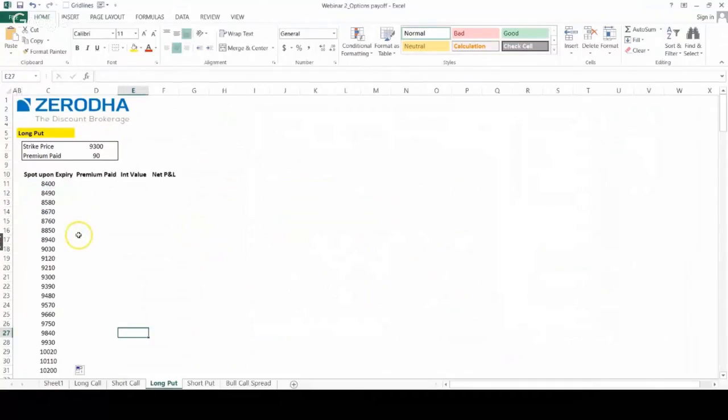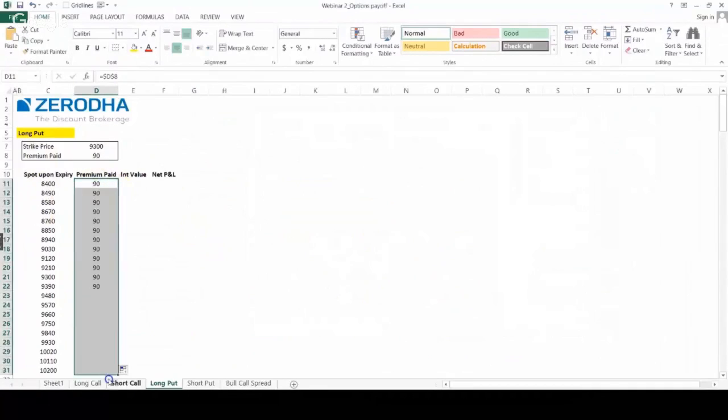All right, guys. So now here's a situation where I'm assuming that I'm going long on the 9300 put option by paying a premium of 90 rupees. And I want to know the P&L based on any possible expiry situation that can arise on 26th of May. The fact that I've paid 90 rupees as premium for this option is not going to change based on where the market is going to expire. So that will be 90 always.